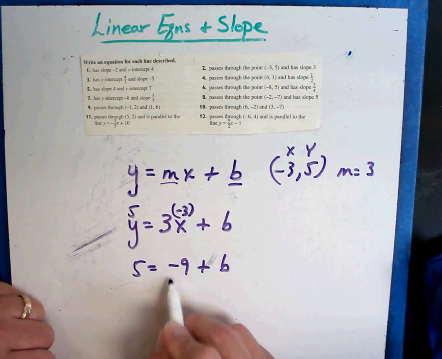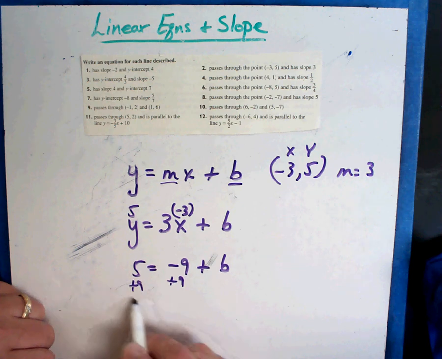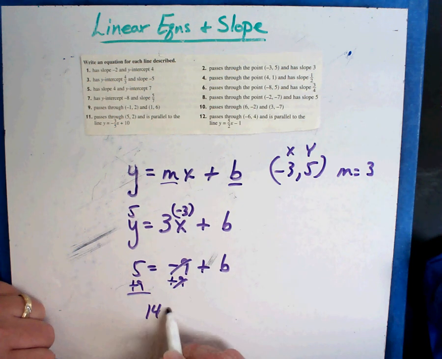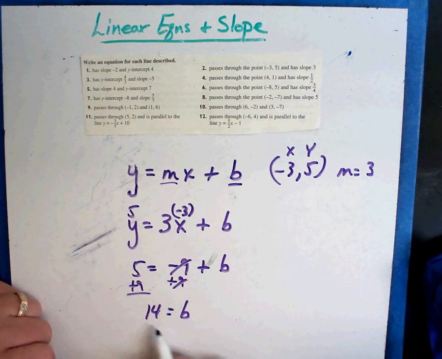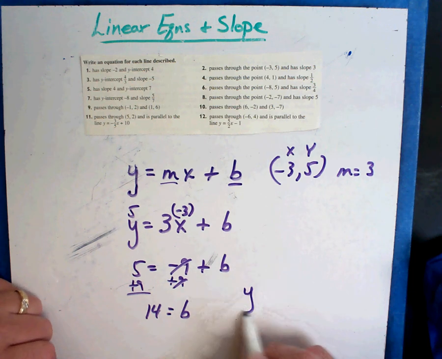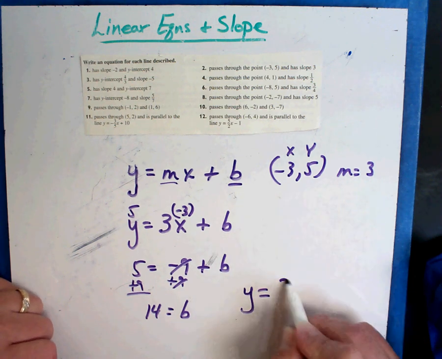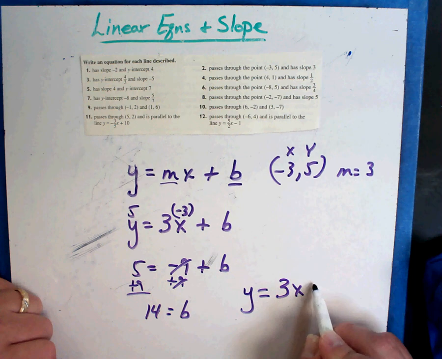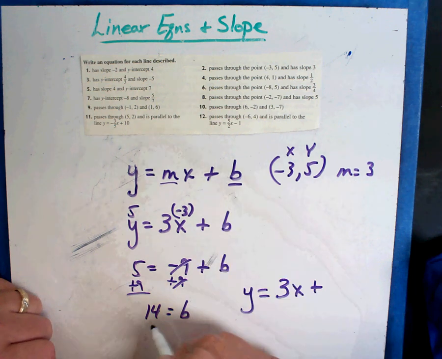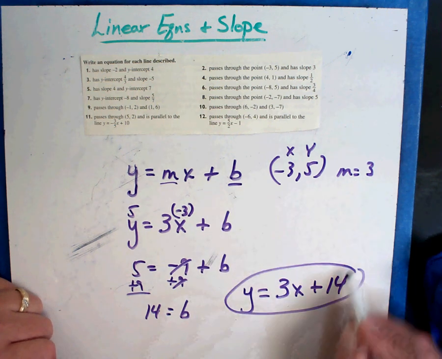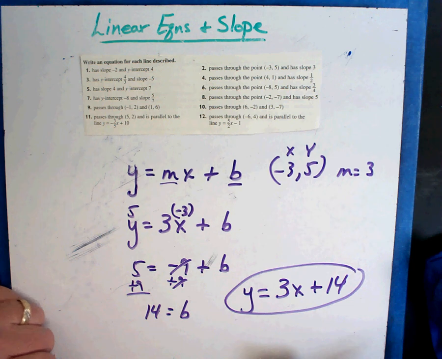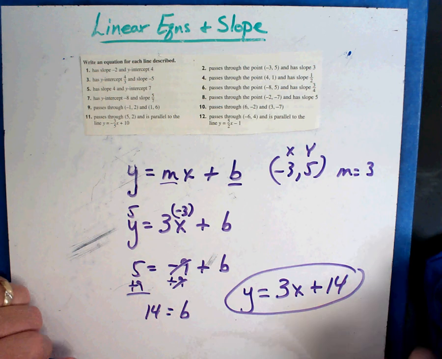I'll move that number over here by adding. 9 plus 5 is 14. 14 equals b. So b is 14. So it wants to know the whole equation. So y equals, what was the slope? 3x plus b is 14. There's my answer, substituting numbers in. Okay?